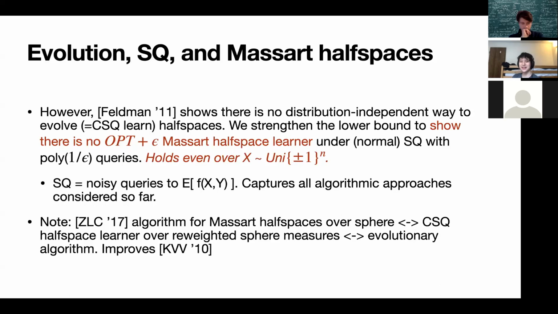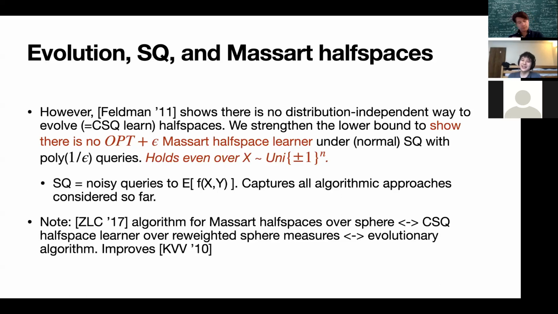Another thing that's interesting is the second bullet point. I told you this whole thought experiment seemed pretty useless in some sense, because there's no CSQ algorithm for learning half spaces. But actually, you can do this thought experiment for specific distributions, and you realize that people almost made this connection. One of the algorithms for learning Massart half spaces over the sphere is basically Langevin dynamics on the 0-1 loss. If you think about that, it pretty much instantly fits into the evolutionary algorithm framework, because all of the steps can be done just by looking at 0-1 losses.